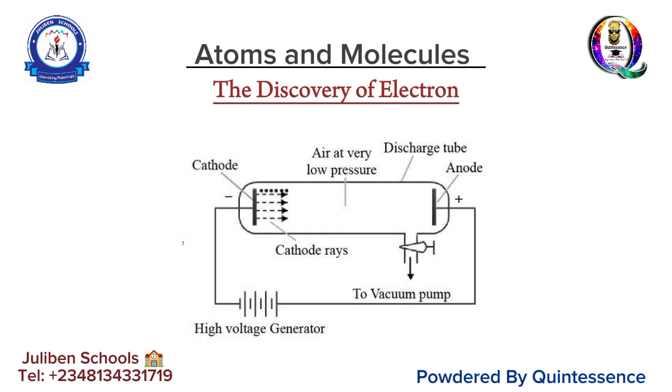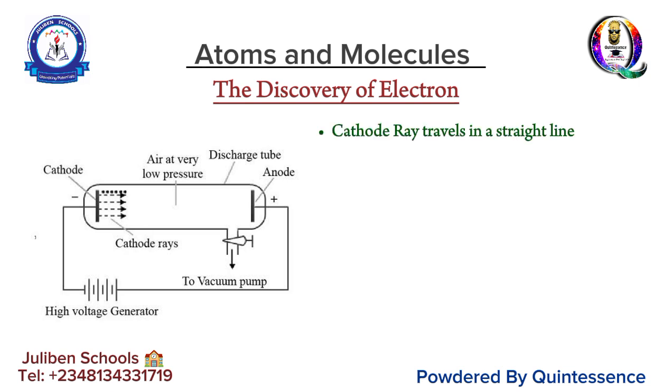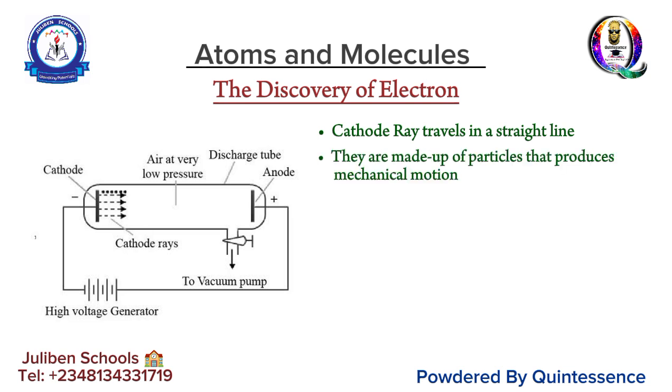So J.J. Thomson capitalized on it and studied this ray. As soon as high voltage was passed, he discovered that rays were moving from the negative plate to the positive plate. And these rays, he studied them one after the other and came up with the following conclusions. The very first one, he says that cathode rays travel in a straight line. And then he also went further to say that they are made up of particles that produce mechanical motion.